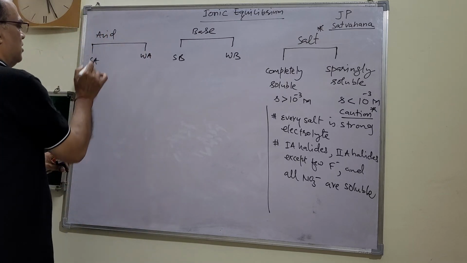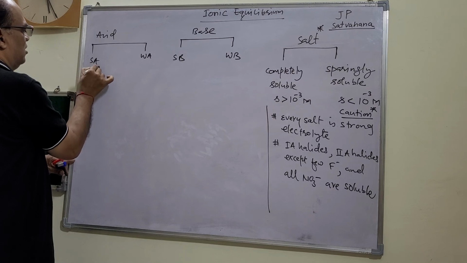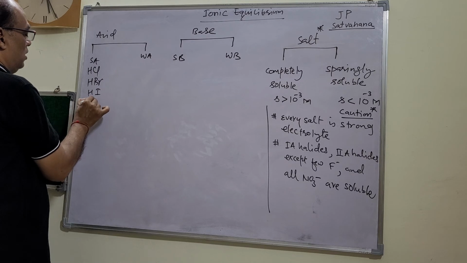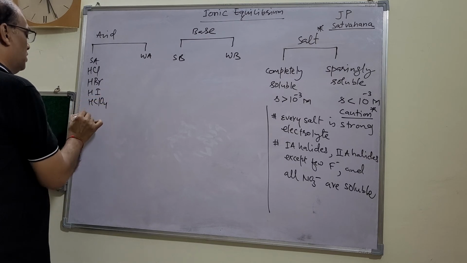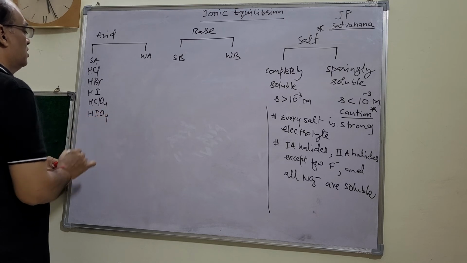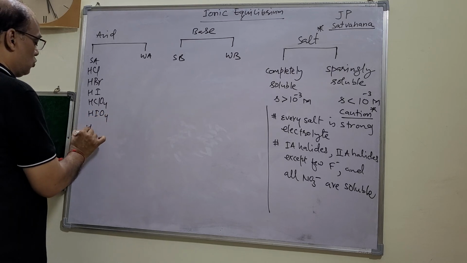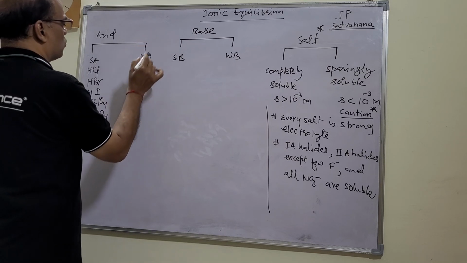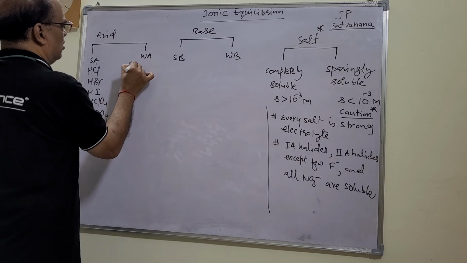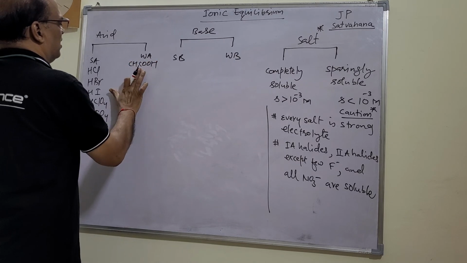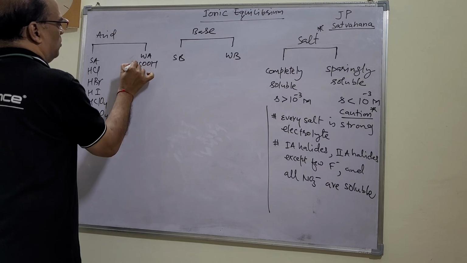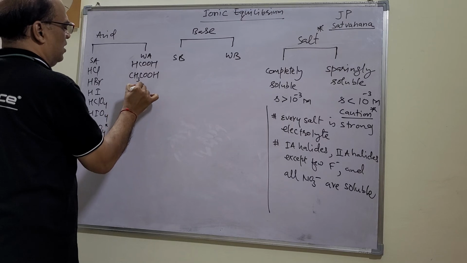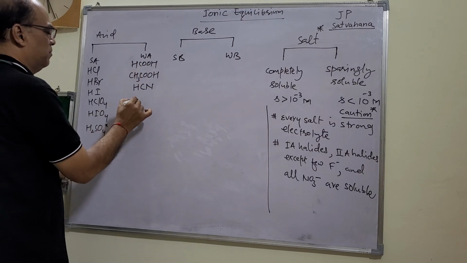Now come to acid. Strong acid. Remember few acids only: HCl, HBr, HI, HClO4, obviously HIO4. These are strong acid. H2SO4, again star mark, condition applied. Weak acid, there are so many, but common acid is CH3COOH, or we can take first example formic acid, then acetic acid, hydrocyanic acid, HCN. There are so many more.